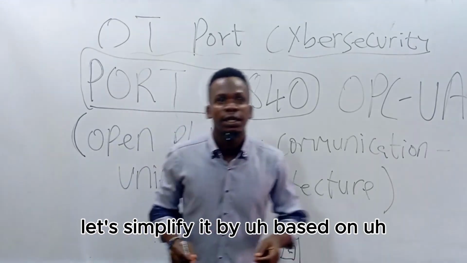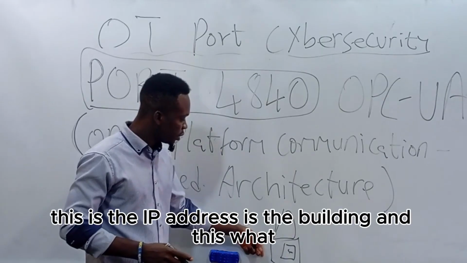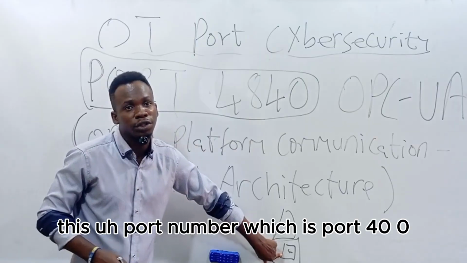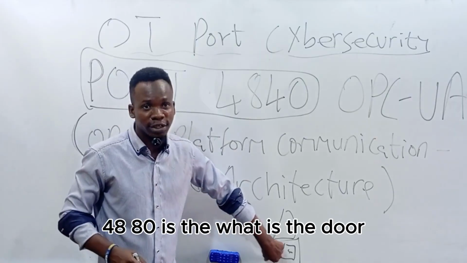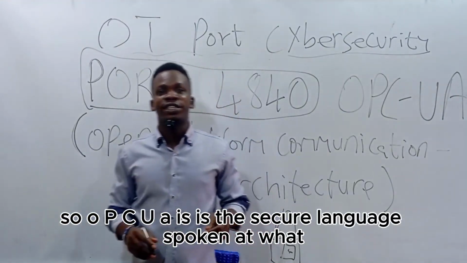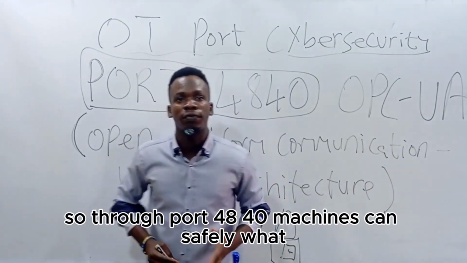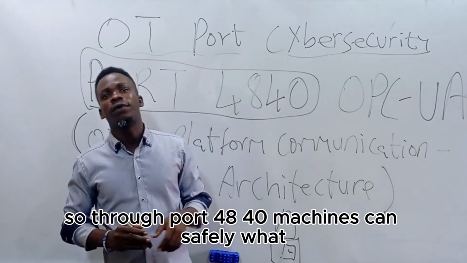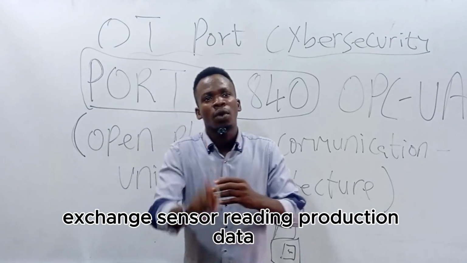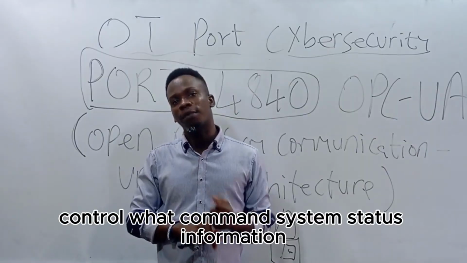Let's simplify it based on this house. This is the IP address, the building, and this port number, port 4840, is the door. So OPC UA is the secure language spoken at that door. Through port 4840, machines can safely exchange sensor readings, production data, control commands, and system status information.